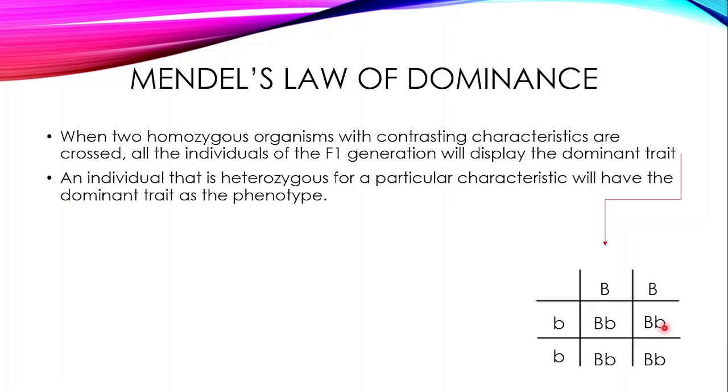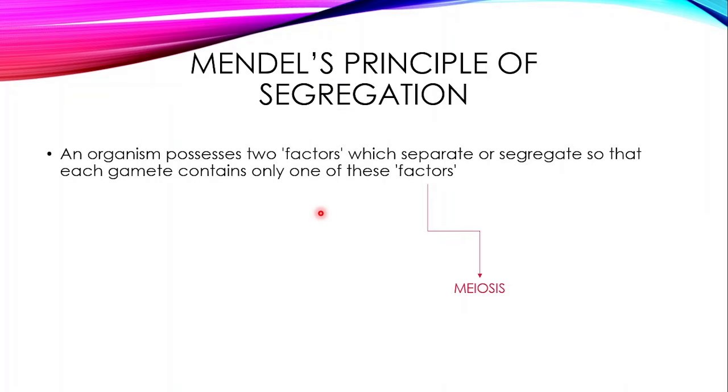Why? Because all of these individuals are now heterozygous, and there's the dominant allele which is masking the recessive allele. So in the phenotype, the dominant trait will be shown. The big B will be shown. An individual that is heterozygous for a particular characteristic will have the dominant trait as the phenotype, which we just said now.